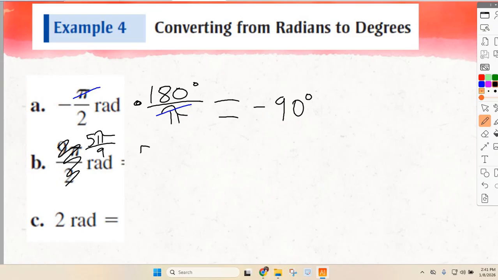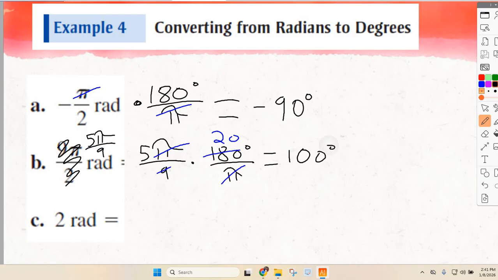So we have 5 pi over 9 times, again, 180 degrees over pi. Again, our pi is reduced. How many times can 9 go into 180? 20. So then we end up with 5 times 20, which gives us 100 degrees.